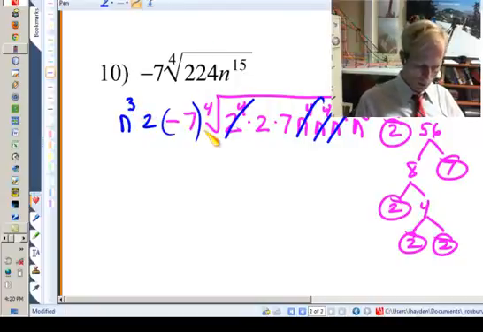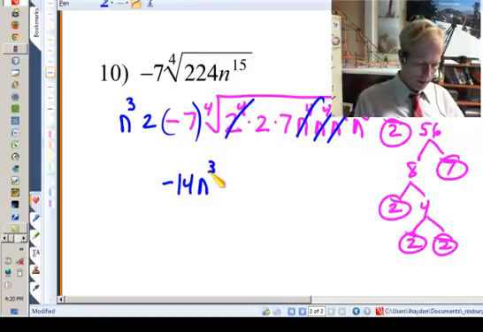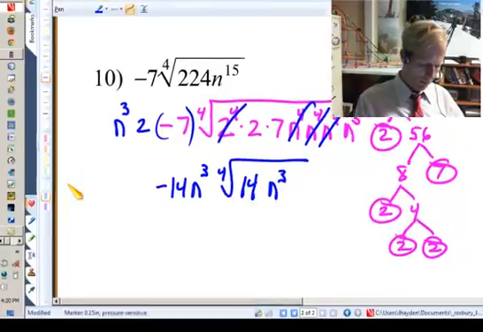So now what am I going to have on the outside? I'm going to have 2n cubed, and left inside the radical, I'm going to have 14n cubed.